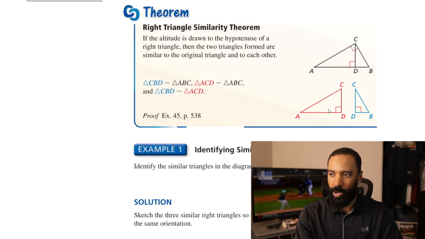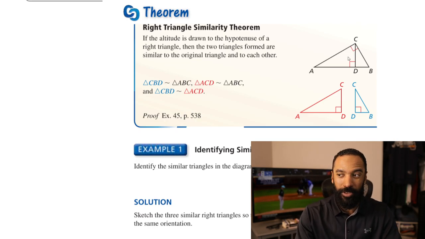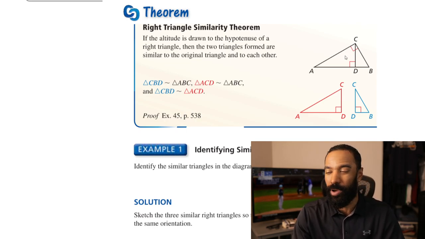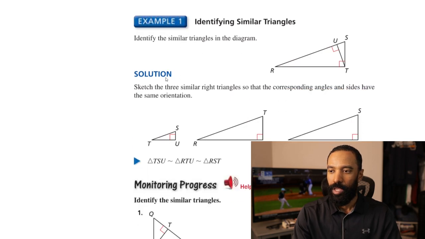But this triangle split up here and triangle split up here, you can call it the small triangle, the medium triangle, and the big triangle or large triangle. That's something I'm probably going to say quite often. But they're similar. They're similar to each other, and this is true in right triangles when an altitude's drawn. So let's identify the similar triangles here. Looking at this diagram, what are the three that are there?